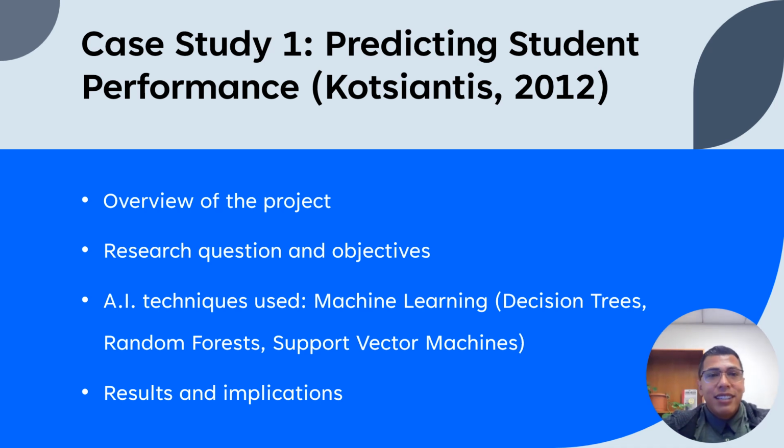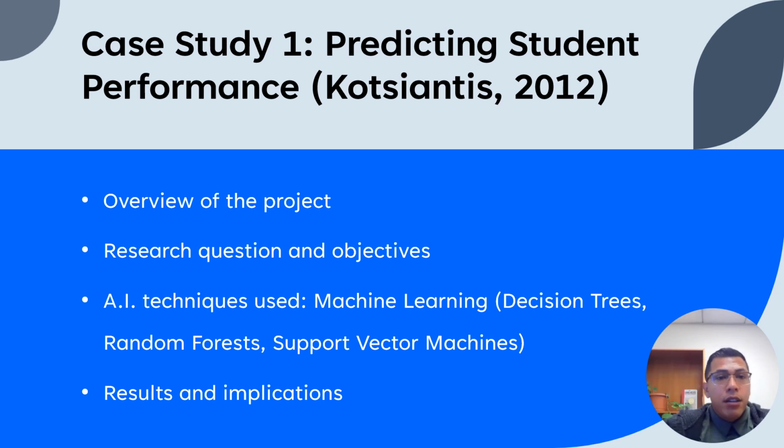The first case study we'll discuss focuses on predicting student performance using machine learning techniques. This project, as described by, and this person's last name is a little tough, so I'm going to say Katsiantis, 2012, aimed to identify factors that contribute to student success and predict their future performance based on these factors. The research question sought to understand how accurately machine learning algorithms could forecast students' performance. To achieve this, the researchers used various machine learning techniques such as decision trees, the random forest, and support vector machines.